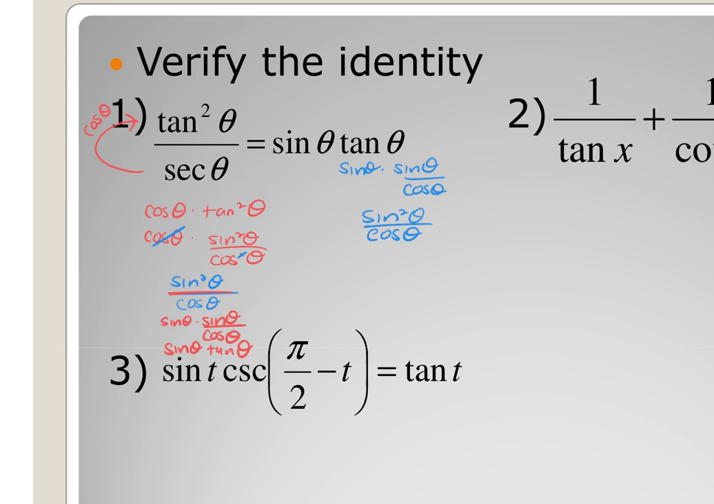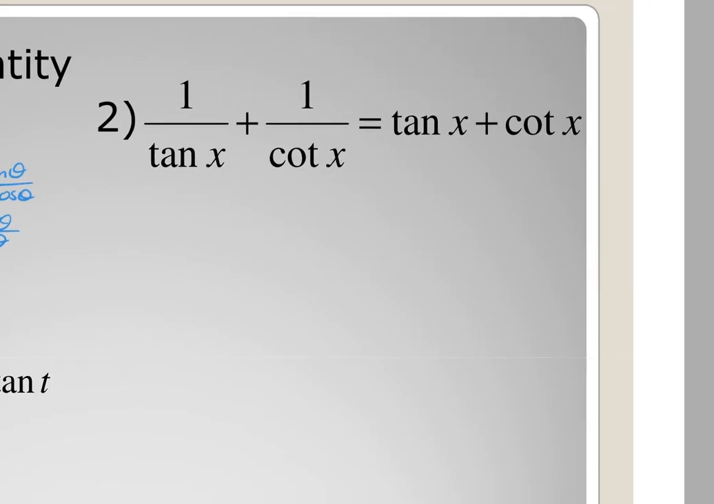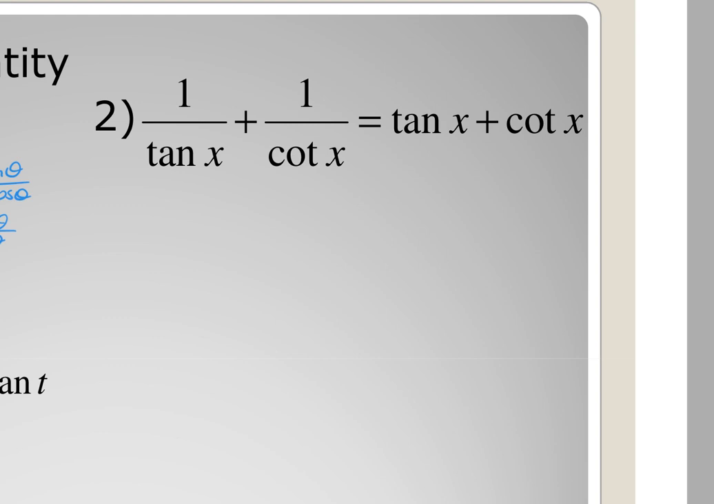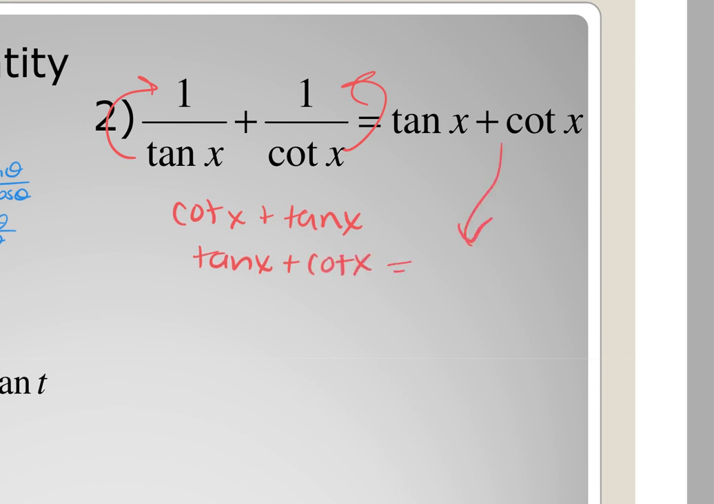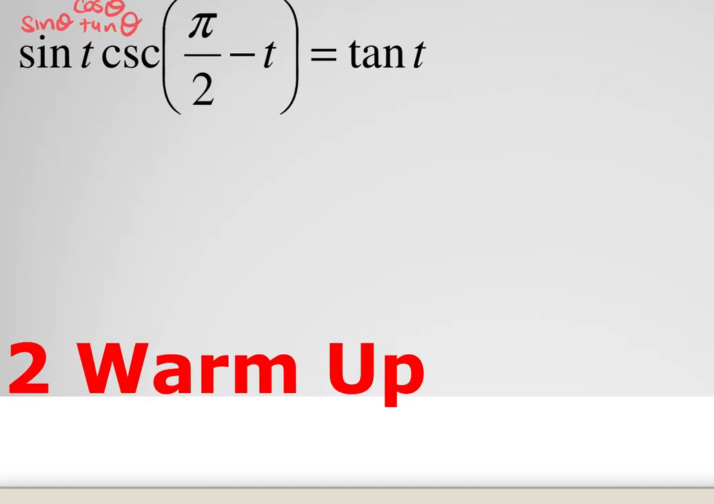Okay. For these two, you just flip them. I mean, this one's just easy. Use the shortcut, right? Literally bring the tan to the top and the cotangent to the top. And I get cotangent x plus tan x. And that's the same expression, different order. So good? Okay. All right, how about 3?